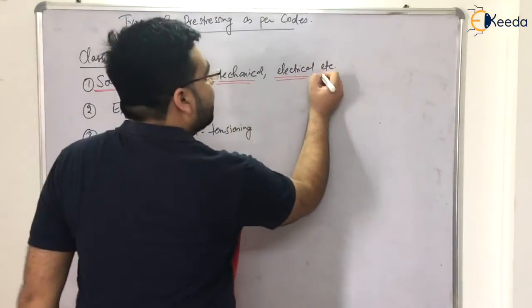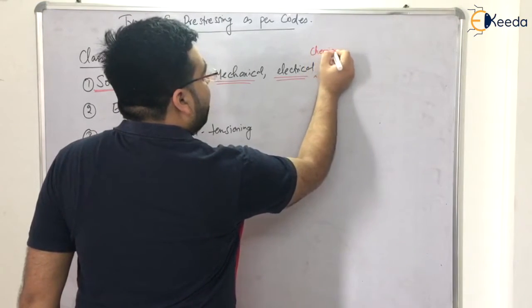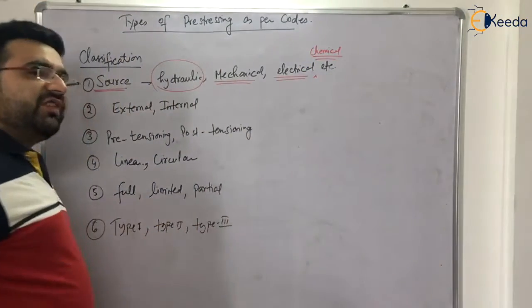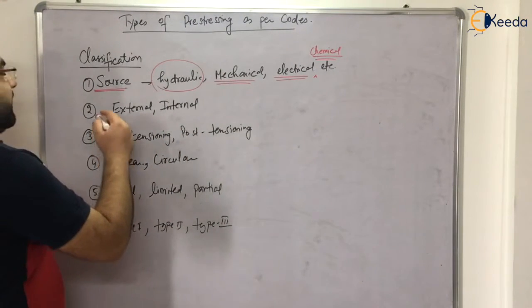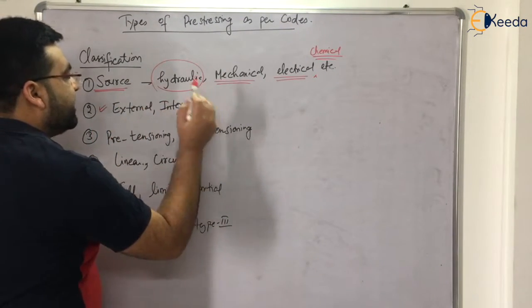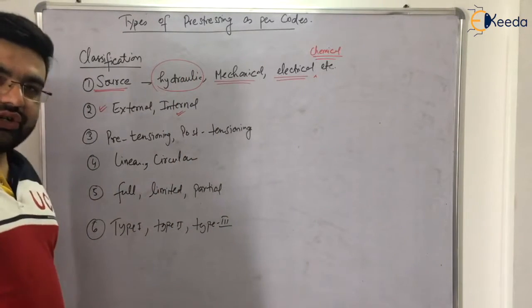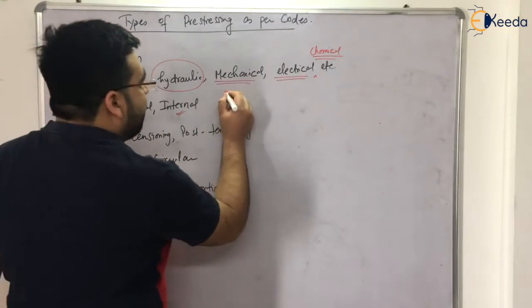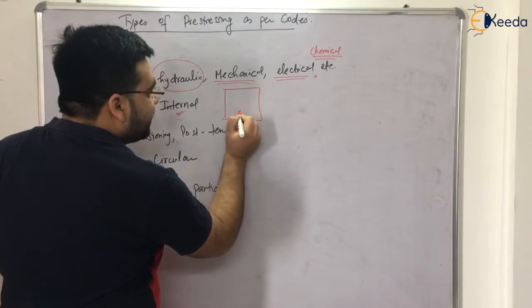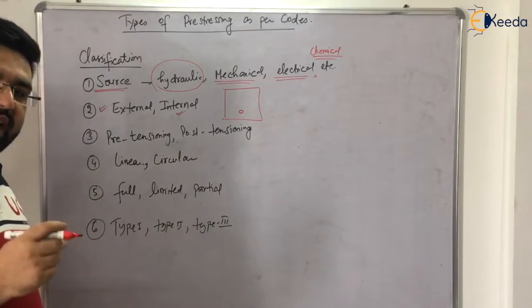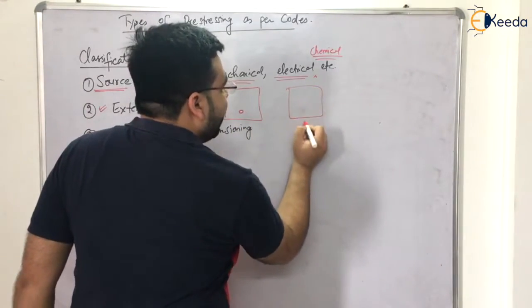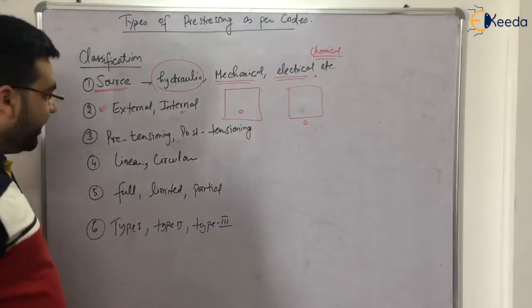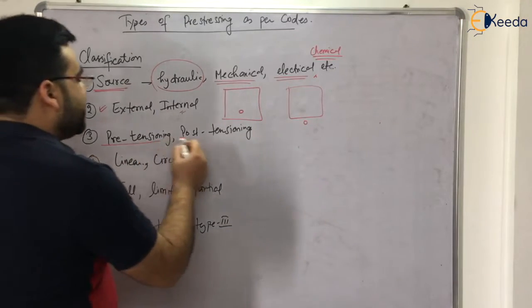There is another method, chemical also. We use some chemicals for stretching of tendons, right? Now we also have an external and internal classification. For example, if the tendon is inside the beam, inside the section, it is internal, and if it is outside the section, it is external. Clear? Now it is post-tensioning and pre-tensioning.